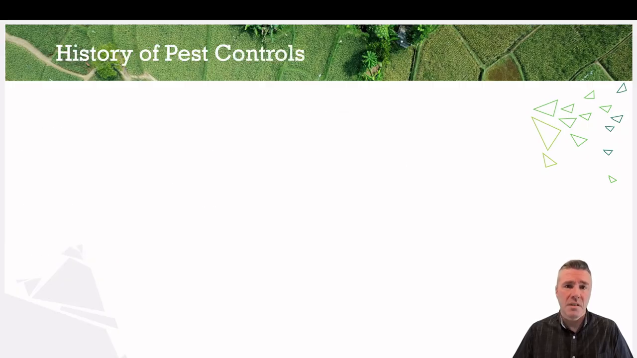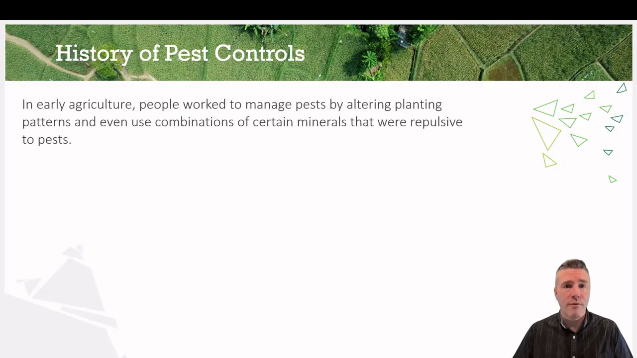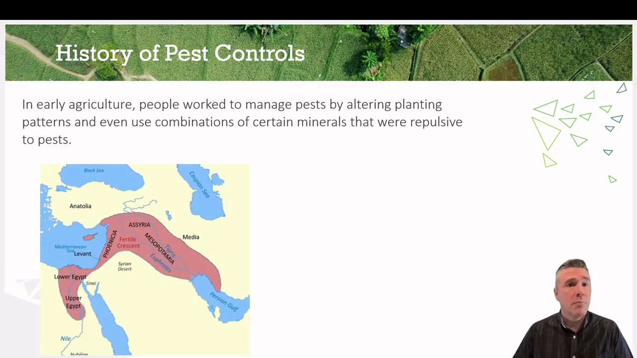Pest control has existed for as long as humans have cultivated crops, beginning with early farmers who experimented with planting patterns to reduce pest damage. In ancient Mesopotamia, for example, people used sulfur compounds to repel insects, reflecting an early attempt to use chemical properties for protection.